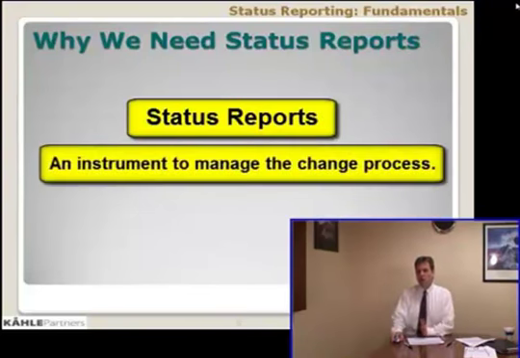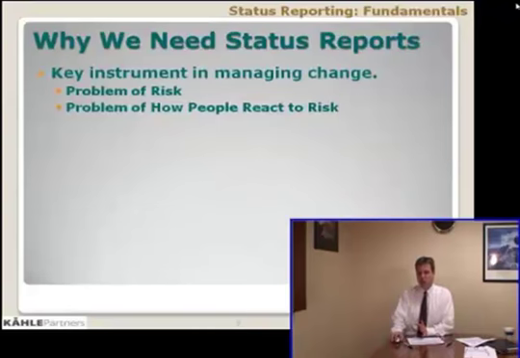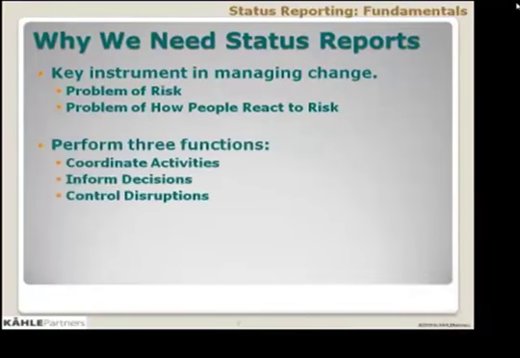You may recall that when we talked about managing change, there are actually 2 problems that we had to account for. First was the problem of risk, and secondly was the problem of how people react to risk, and that these 2 problems tend to feed upon one another in order to cause problems in the project. Well, status reports are highly effective at mitigating both problems, and the reason why is that status reports essentially perform 3 functions. The first function is that they coordinate activities, and we'll talk more about this in just a moment. They inform decisions, and they control disruptions.